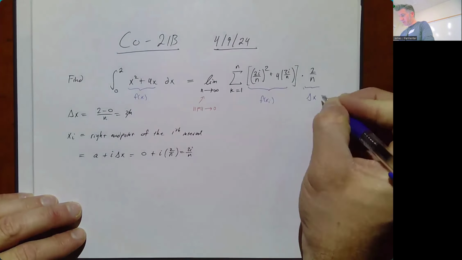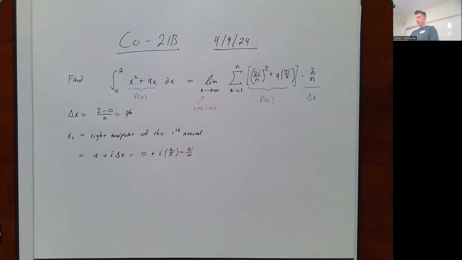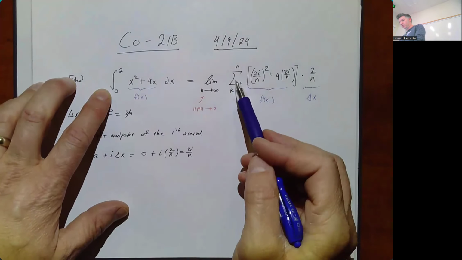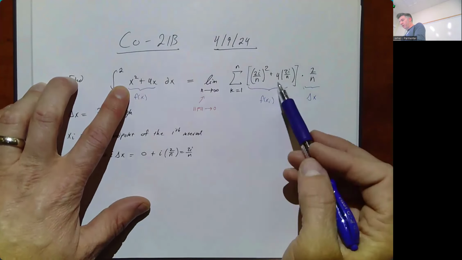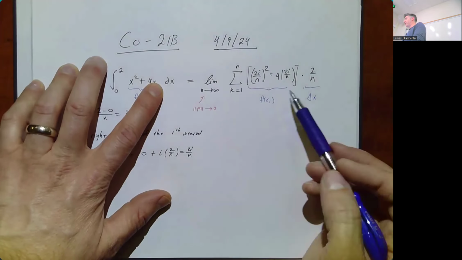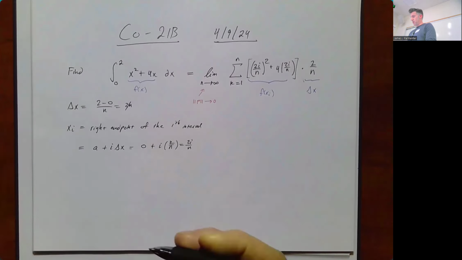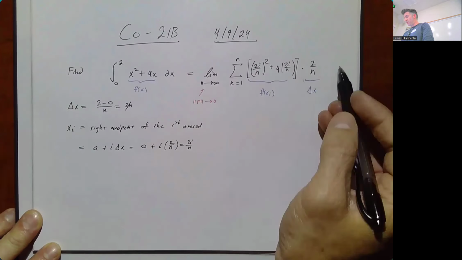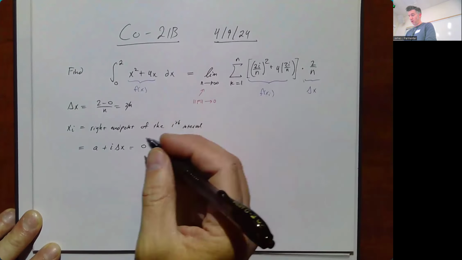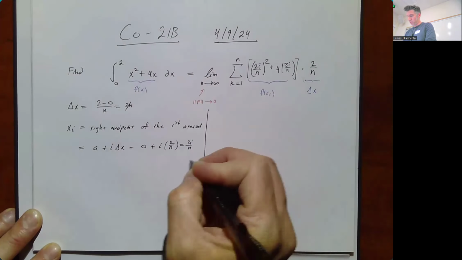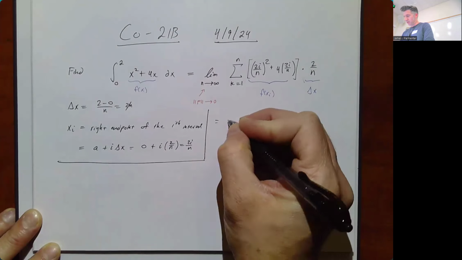There's a very natural correlation. The integral symbol becomes the summation. The function here becomes the function there. The dx here becomes the delta x there. So all those things should show up in your limit definition of the integral. The rest of this is mostly just messy algebra. But let's do it. I'm going to multiply this out, and I'm not going to show a lot of work.